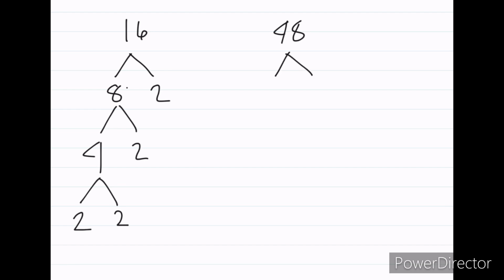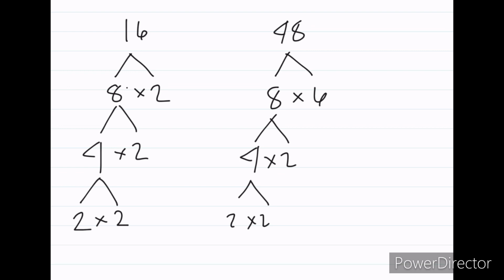Next, 48. The two numbers whose product is 48 are 8 times 6. Then 8, since 8 is not a prime number, the factors of 8 are 4 times 2. The factors of 4 are 2 times 2. Next, the factors of 6 are 2 times 3.